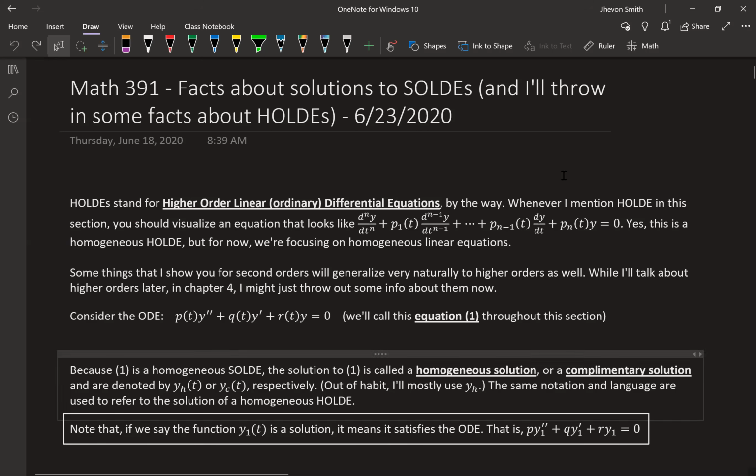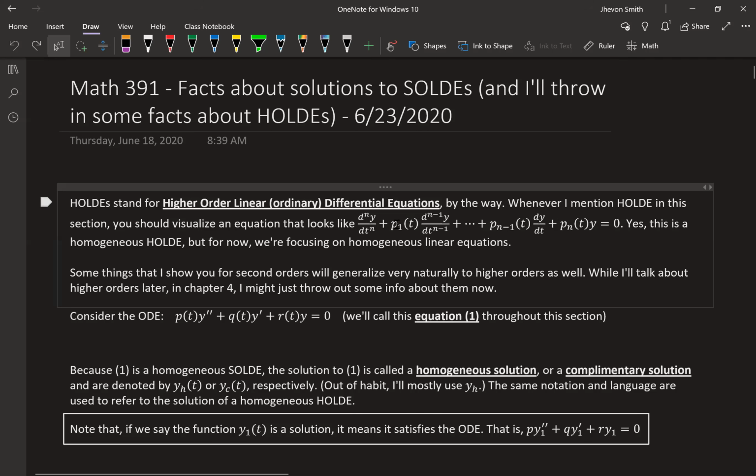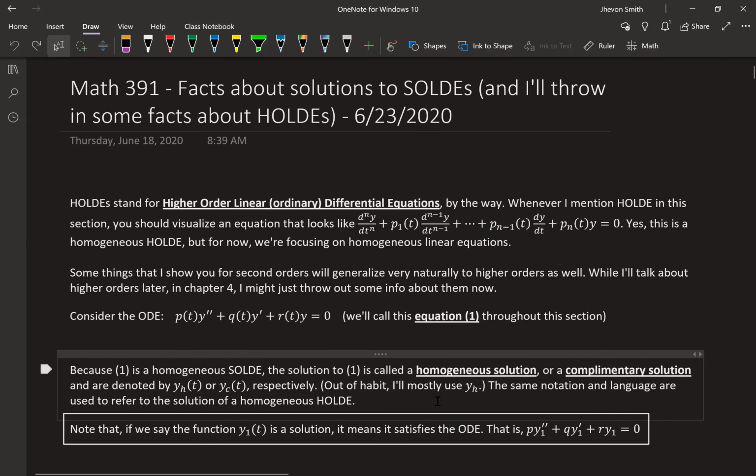Okay, so whenever we have 0 on the right side of a linear differential equation, we call that homogeneous. And so the solution to such an equation is called a homogeneous solution or a complementary solution. And our notation for this is going to be y sub h or y sub c. I'll tend to use y sub h out of habit, but if you read from certain sources, they might also use y sub c for complementary, and h is for homogeneous. They refer to the same thing. So whenever I write y sub h from this point onwards, I will be talking about the homogeneous solution to a linear ODE.